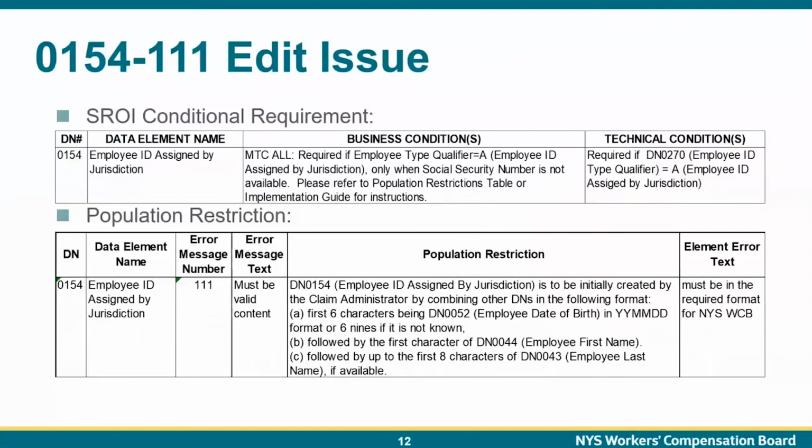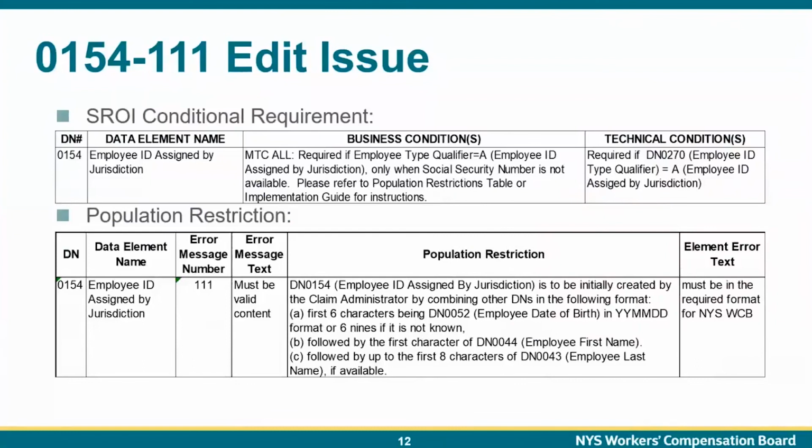On the SROI, required if the employee type qualifier is A, employee ID assigned by jurisdiction. And most importantly, though, is the population restriction, which lays out the algorithm that we use.